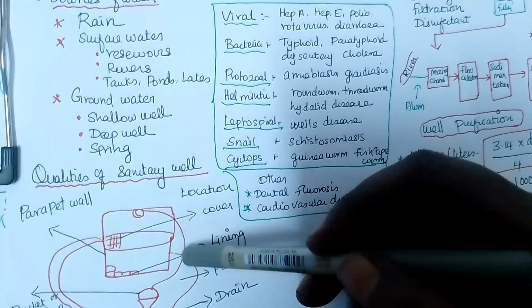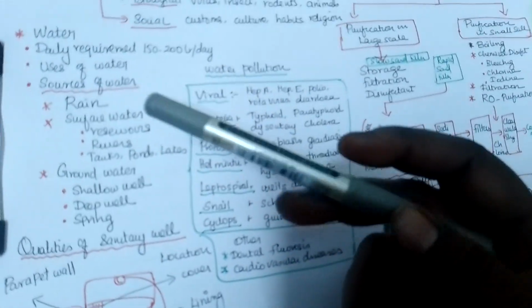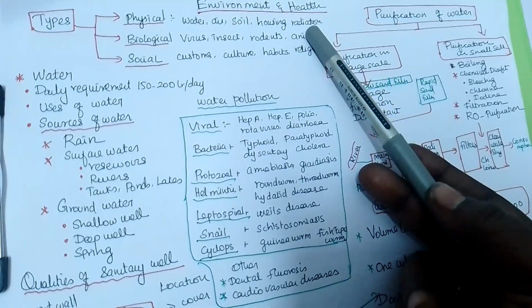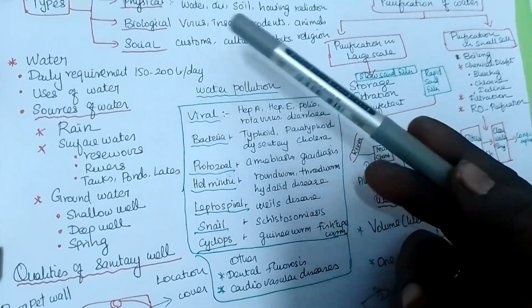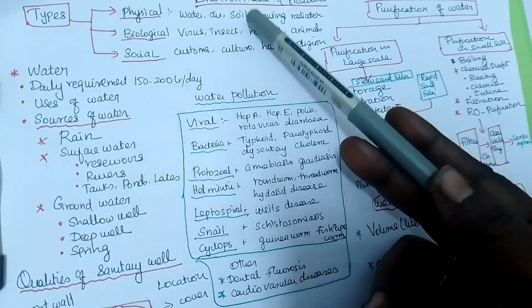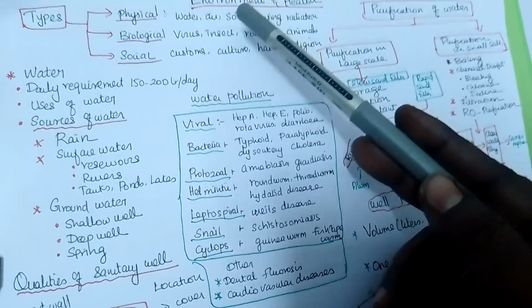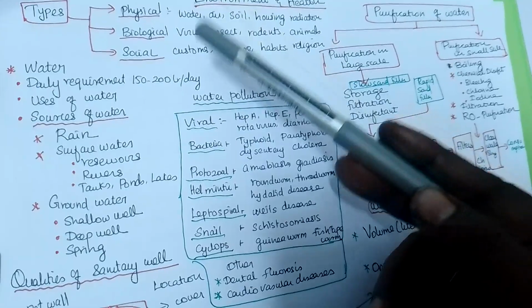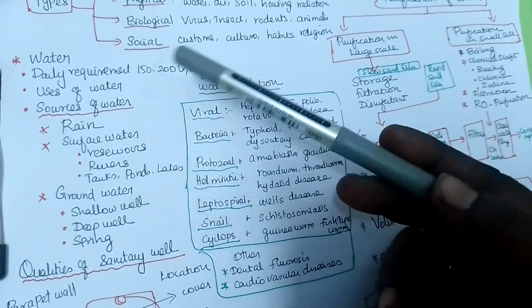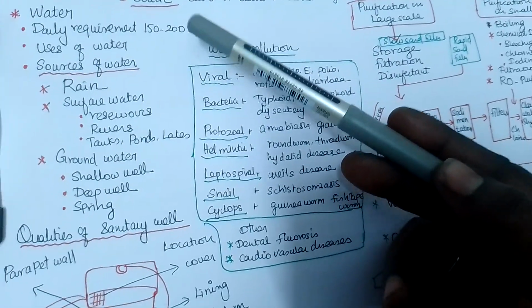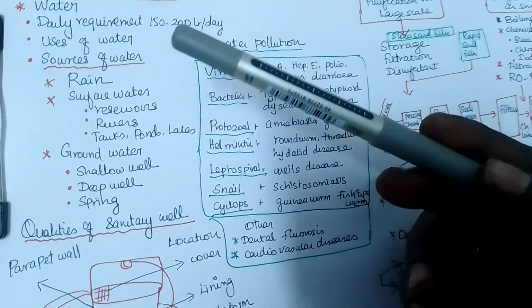So now we have seen the introduction to the environment. In environmental health we are looking at the physical aspects rather than viral or anything else. First and foremost important is water. We have seen the daily requirement of water and the sources of water, isn't it?